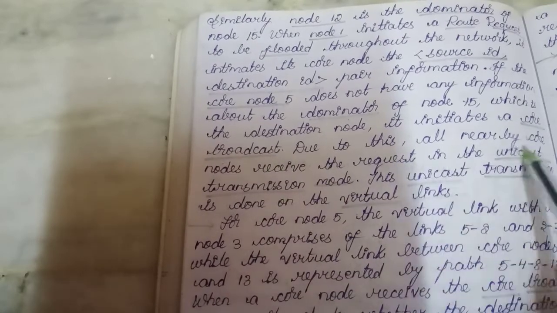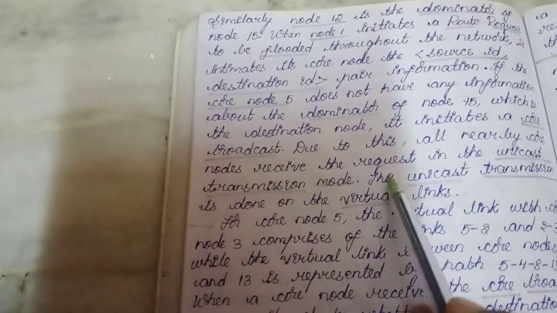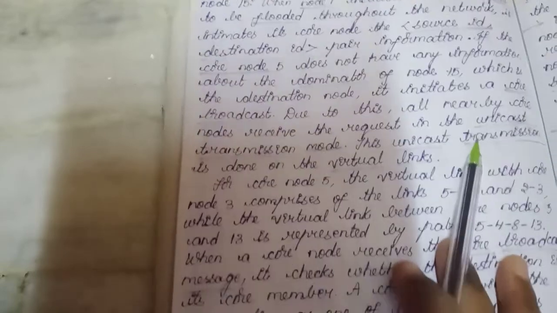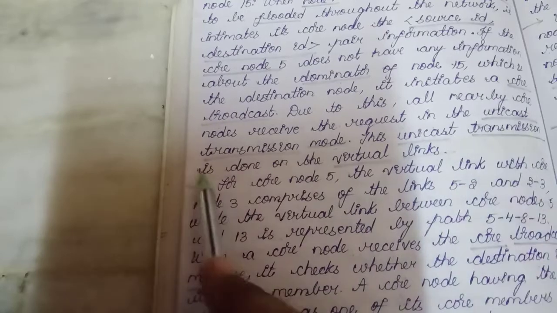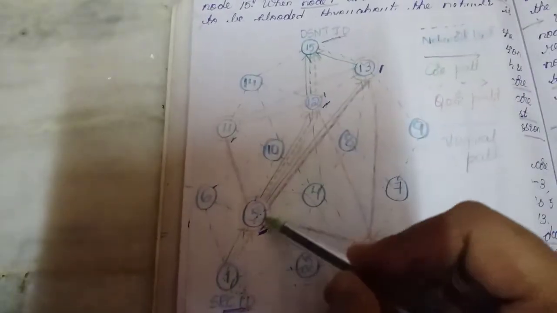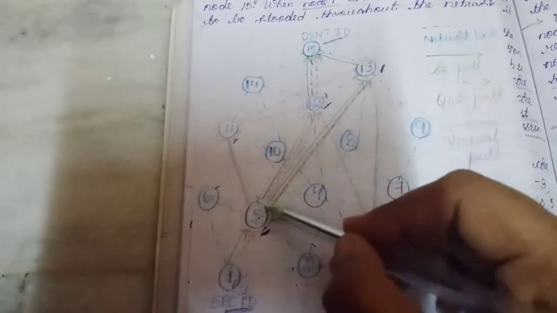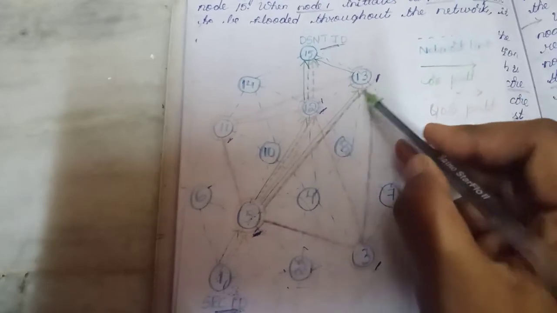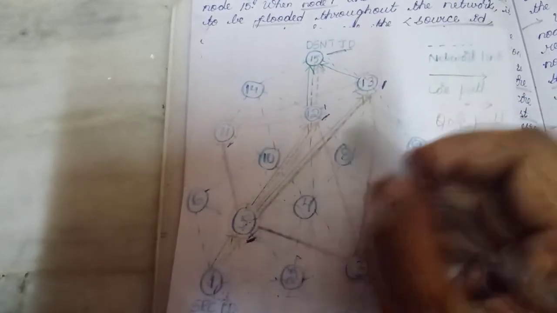Due to this, all nearby core nodes receive the route request in the unicast transmission mode, as I have already told you. This unicast transmission mode is done on the virtual links. Virtual links means the links between two core nodes, but they do not have any direct network link. Here, between node 5 and node 13, there is a virtual link, right? This violet one.